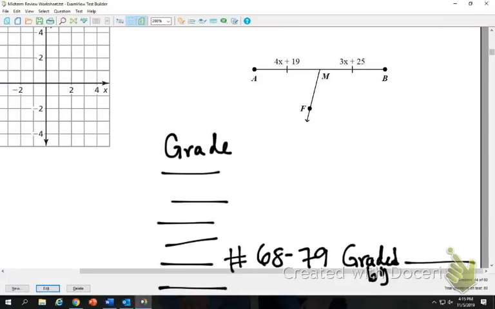Alright, this is our last section of grading for the midterm review. So, nope, sorry, wrong numbers. You should be looking for numbers 50 to 67. And then it should say graded by, and then your name. Right here.